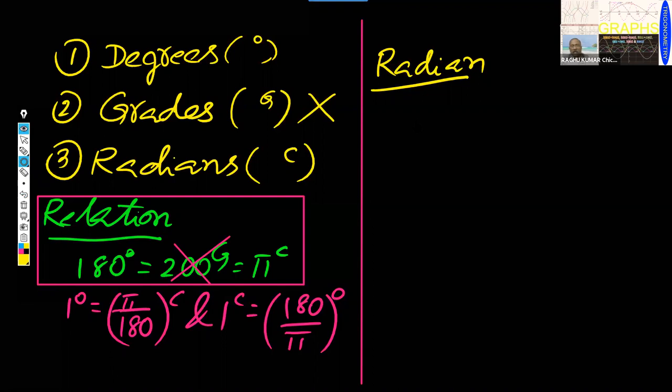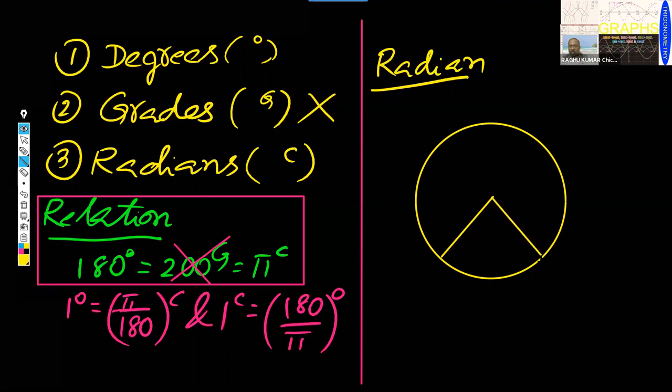It is the angle subtended by an arc at the center of the circle whose length is equal to its radius. What does it mean? If this is the radius, and of course this is also a radius, and here this is L, let me say. This is L and this is R. This is also R. And here, if L is equal to R, what does it mean? The length of the arc is equal to the radius of the circle.